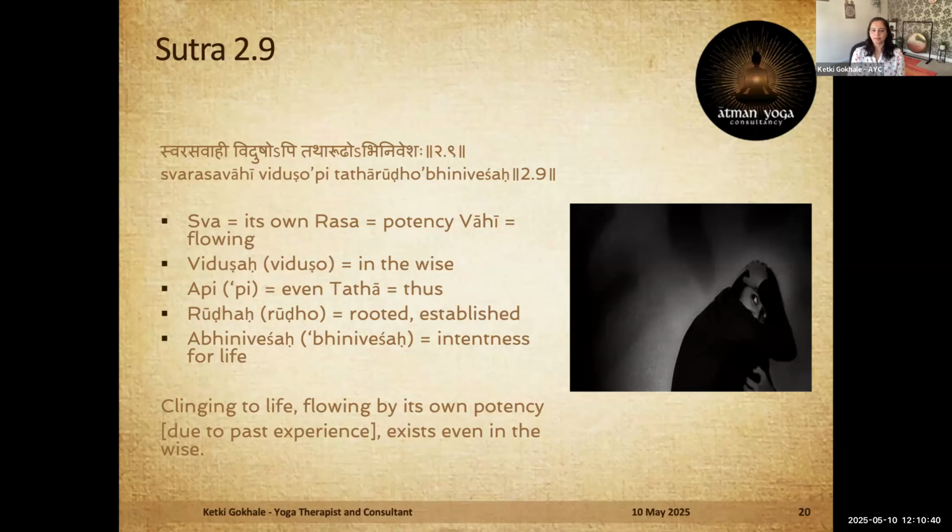Please close your eyes. Om Purnamadah Purnamidam Purnat Purnamudachyate Purnasya Purnamadaya Purnamevavashishyate. Om Shanti Shanti Shanti. Harihi Om Tat Sat.